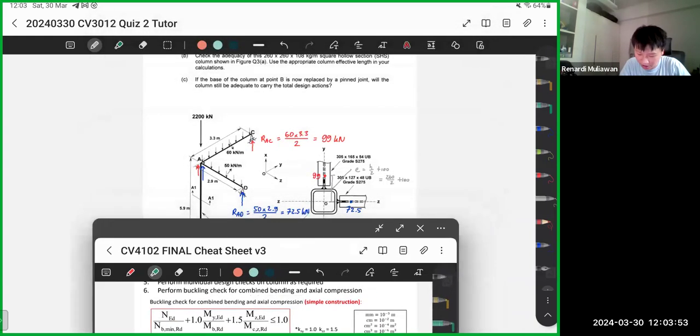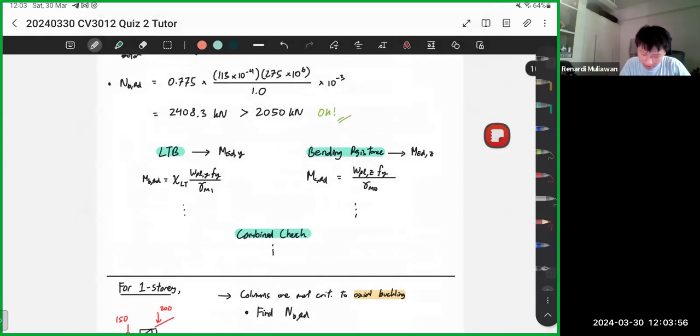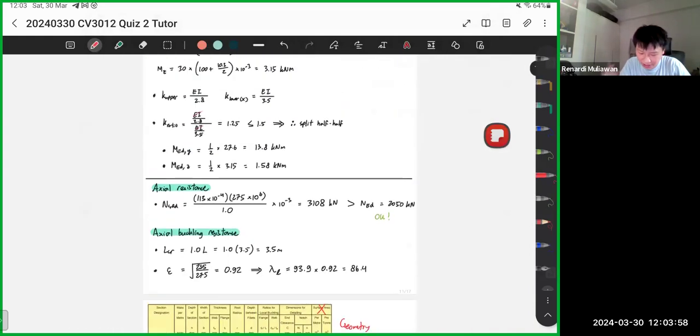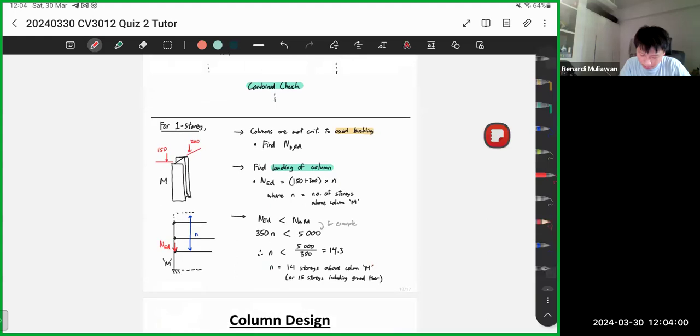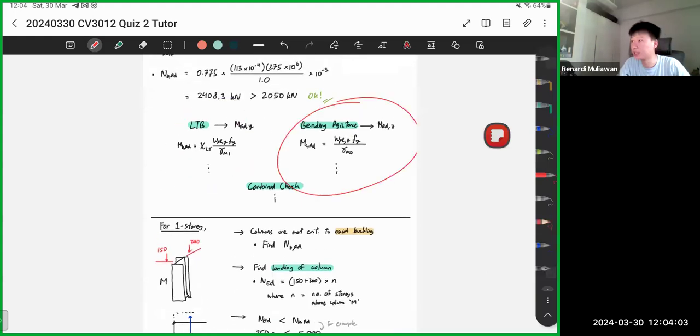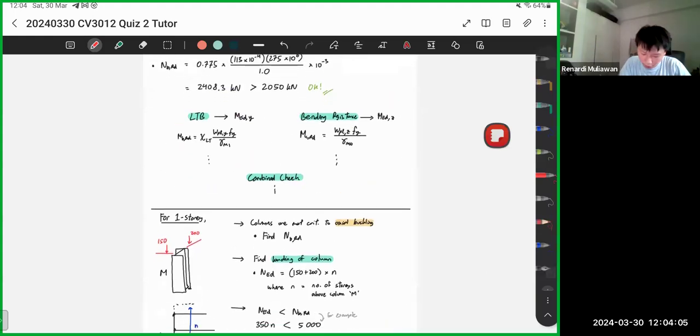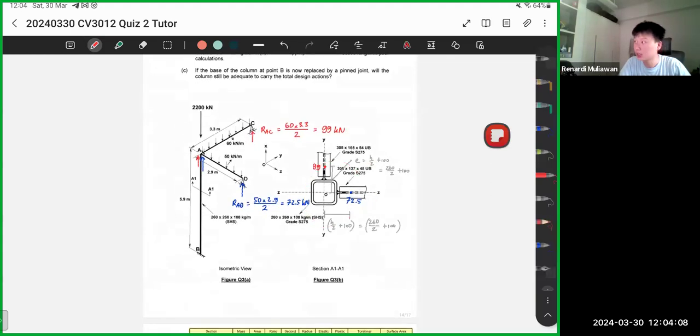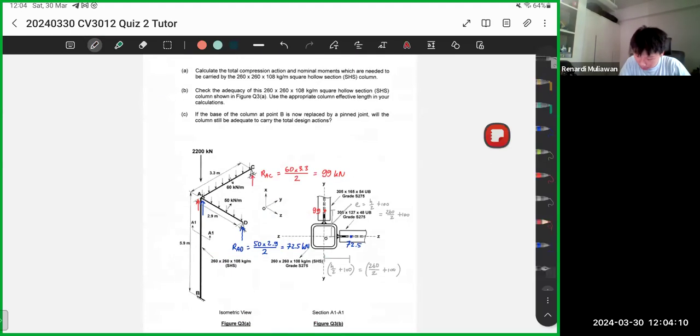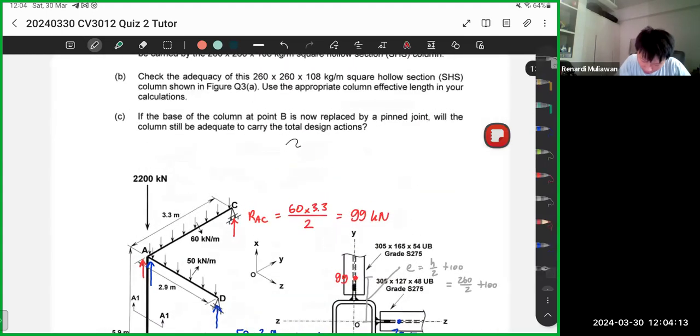So if we go back to the question just now, we have three checks, right? The axial buckling resistance, LTB check, and bending resistance. For the next question, this one is SHS, right? So there are three checks that you need to do. One is axial buckling. That's the first check. It's always the axial first because that's the most important check. Second one is not LTB. Remember, LTB, no need for hollow sections.